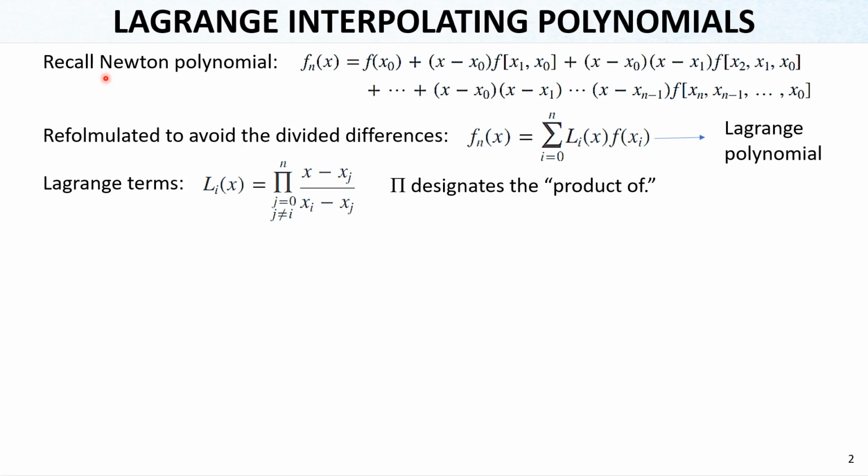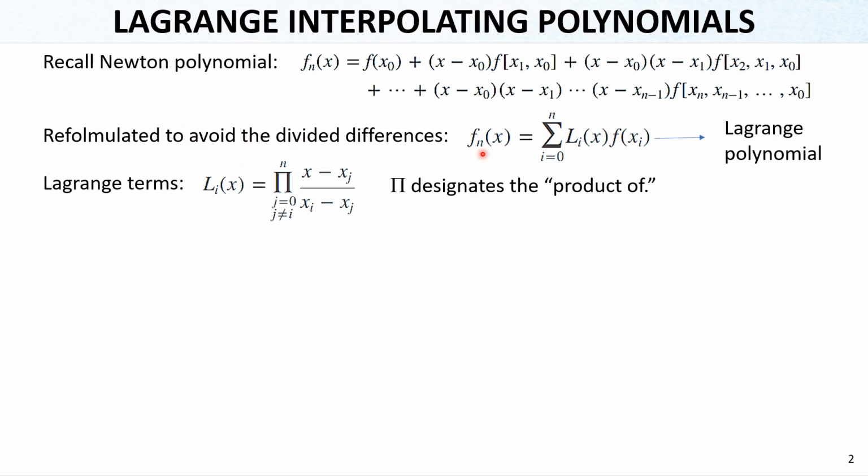Let's remember the Newton polynomial initially. If you remember, in the Newton polynomials we have a function as you can see here, and in this function we have derivatives, or divided differences, of first order, second order, and nth order. We have 2 data points for the first one, 3 data points for the second one, and so on. Instead of this, we want to avoid the divided differences.